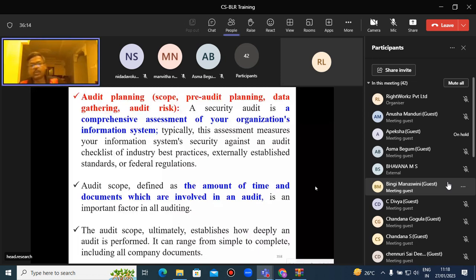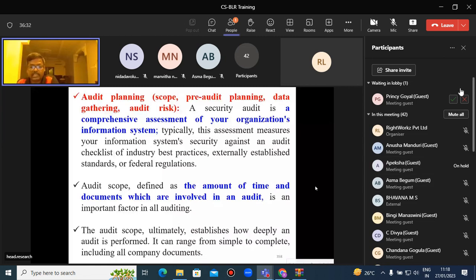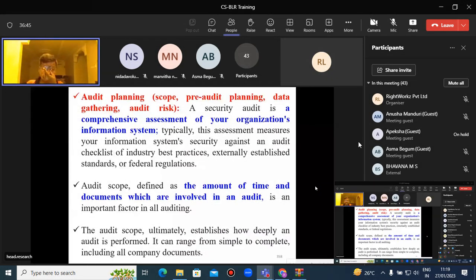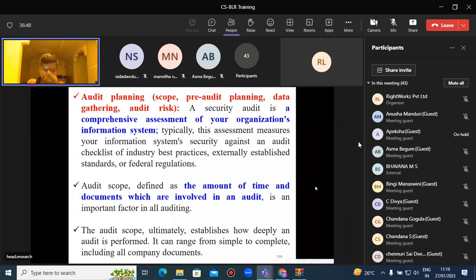The audit scope ultimately establishes how deeply an audit is performed. They are checking in a deep manner, verifying all the records: 10 years of records, 2 years of records, 1 year of records, like that. It can range from simple to complete, including all company documents. So they are verifying the complete documents of the organization, checking each and every document.